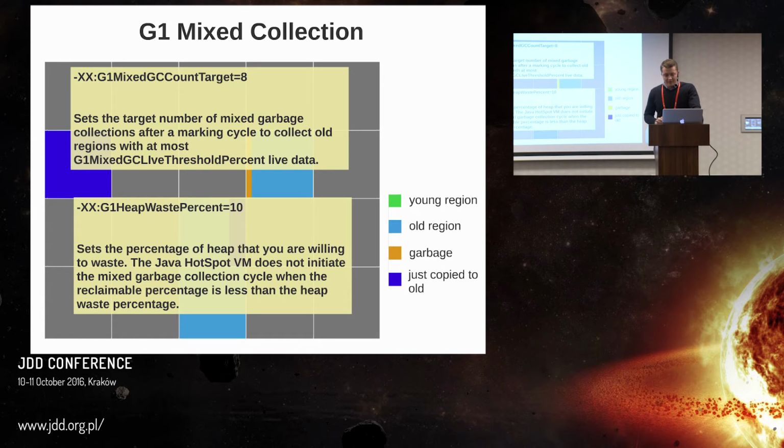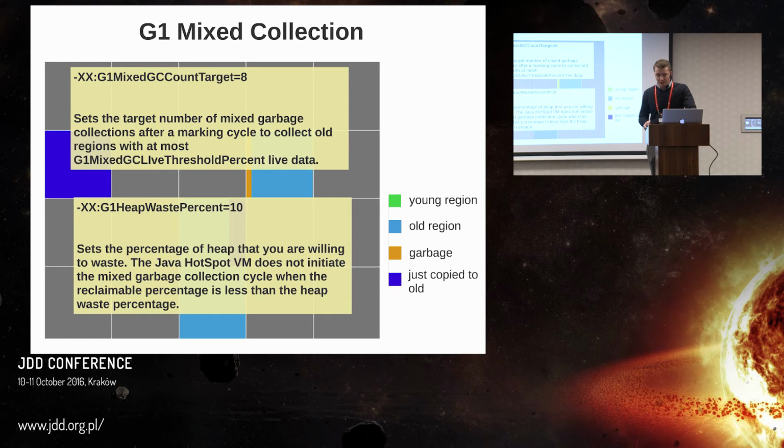G1 has a mechanism called heap waste percent, and this is the second flag that you can use to either sacrifice memory or CPU, and again, either boost your application throughput or lower it. It means that when G1 spots that it can collect less than 10% of garbage, then it will stop and not do anything. So it will not waste your CPU.